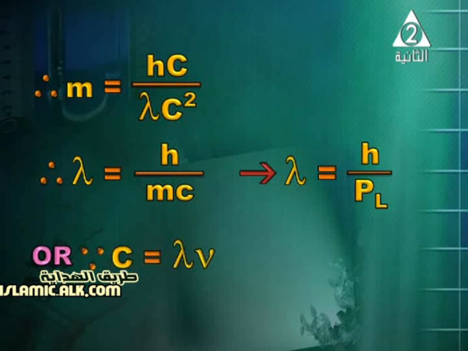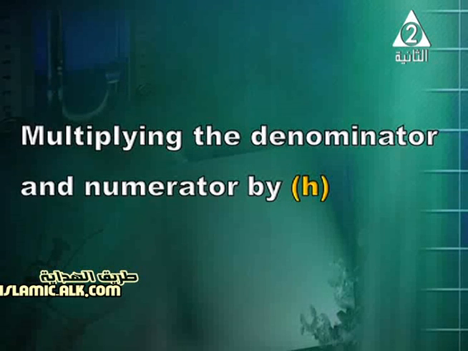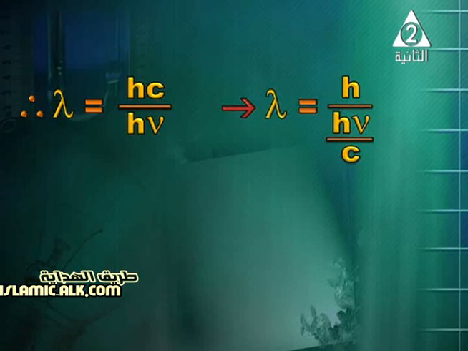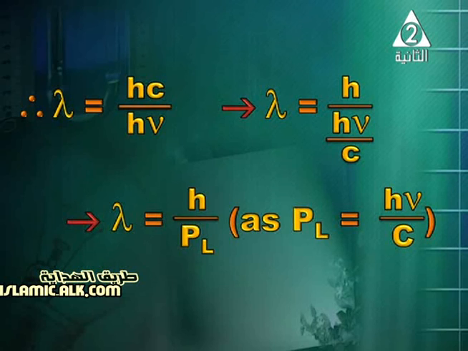Another method: since c equals lambda nu, lambda equals c over nu. Multiplying the denominator and numerator by Planck's constant, lambda equals hc over h nu. It can be rearranged: it is equal to h over h nu over c. And what about h nu over c? It is the momentum of the photon. So lambda equals h over pl. So lambda is inversely proportional to the momentum.